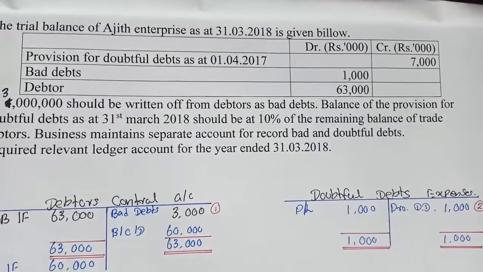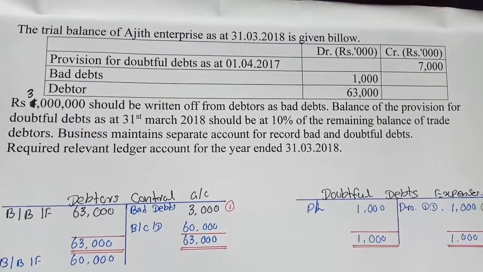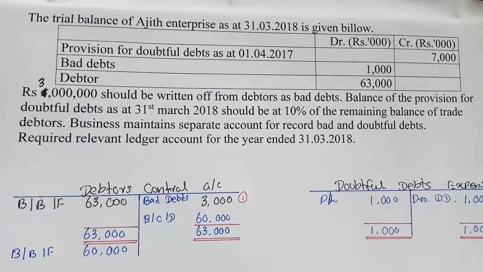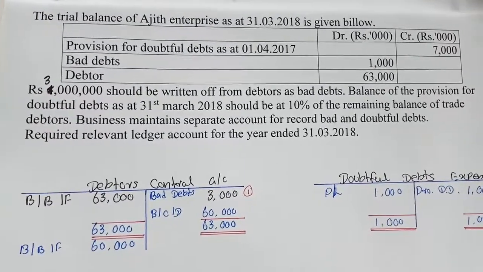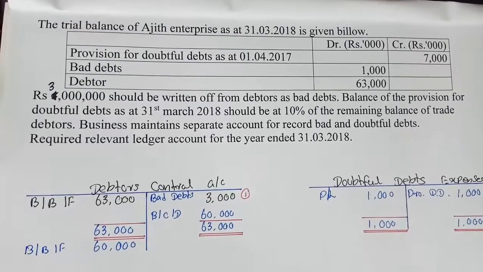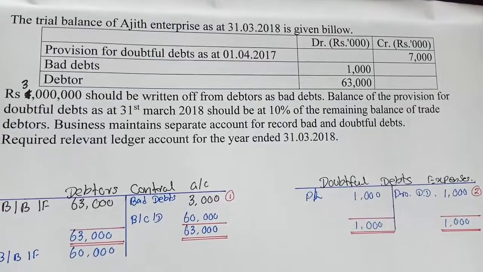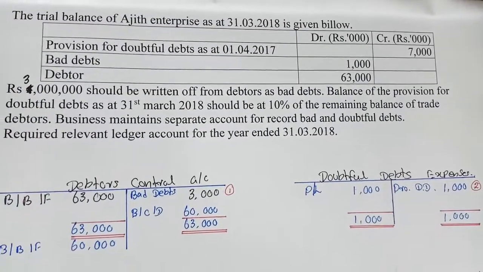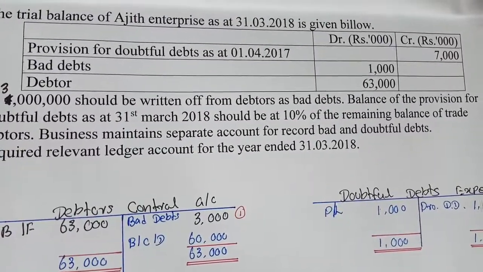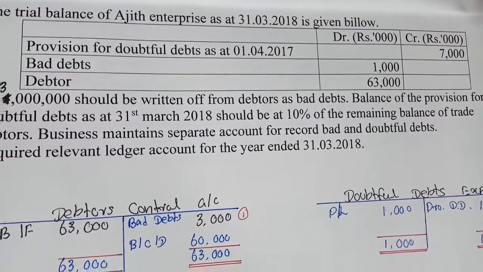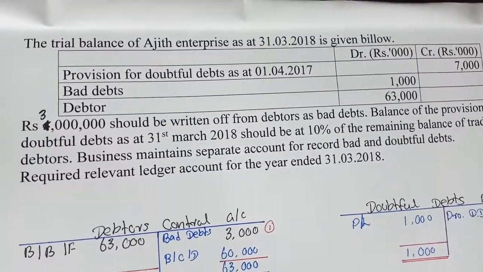It has also given trial balance. We can see balance as a provision for doubtful debts beginning of the year, and there is a bad debts balance also, and debtors 63,000. Additional information also given: bad debts 3,000 should be written off from debtor as a bad debts, and provision for doubtful debts as of 31st March 18 should be 10% of remaining balance of debtors. Right now I am going to discuss how to adjust doubtful debts over provision. That is the important thing I am going to discuss by discussing this example.